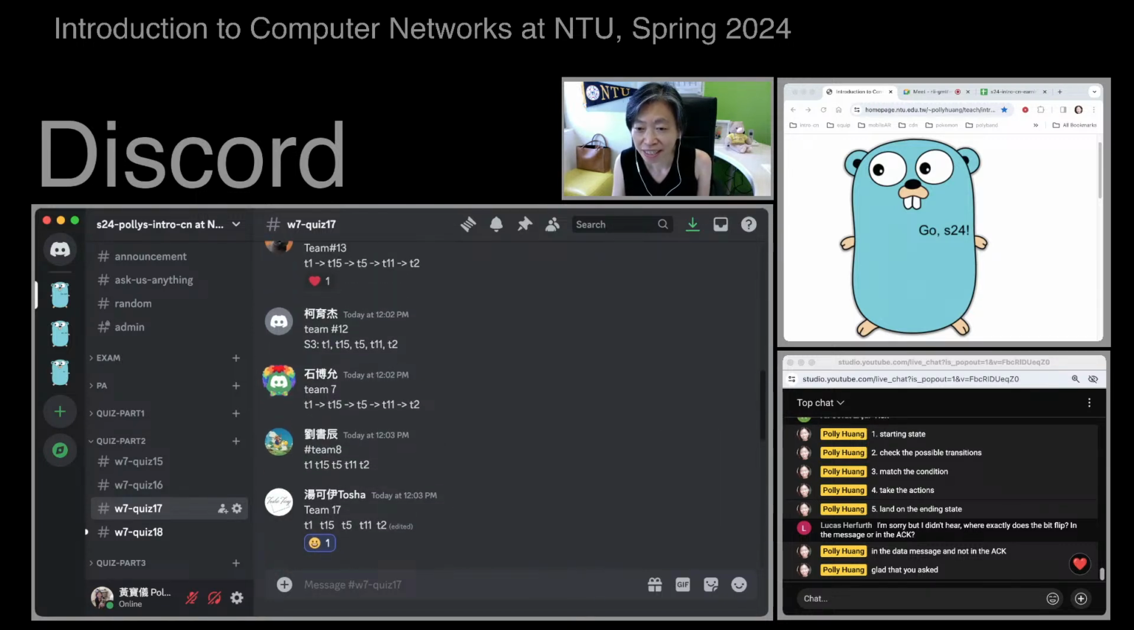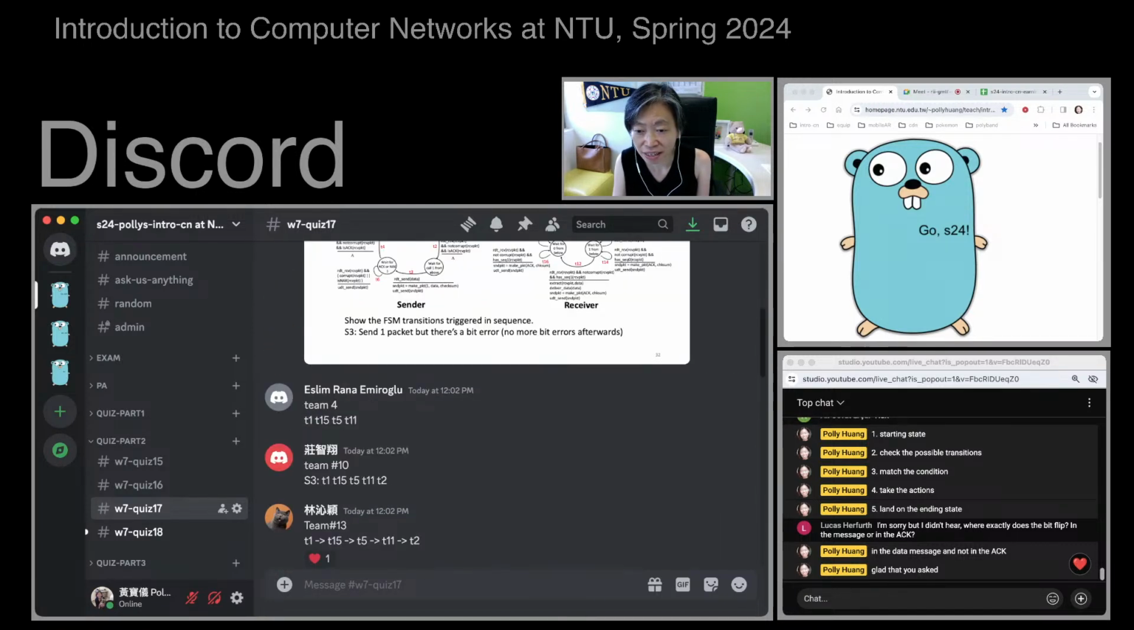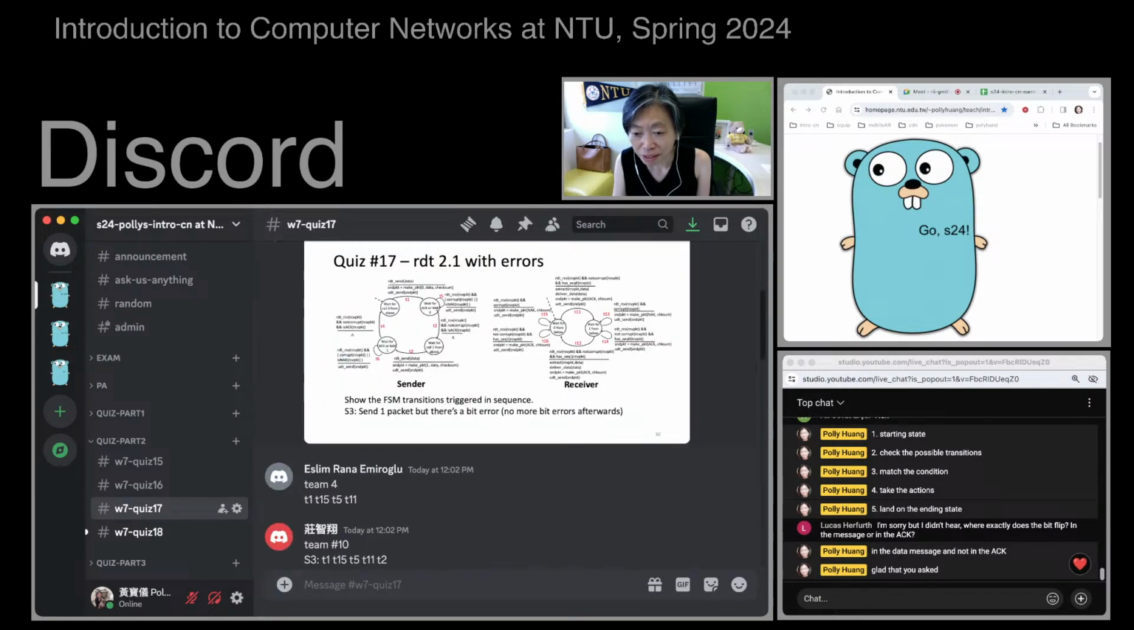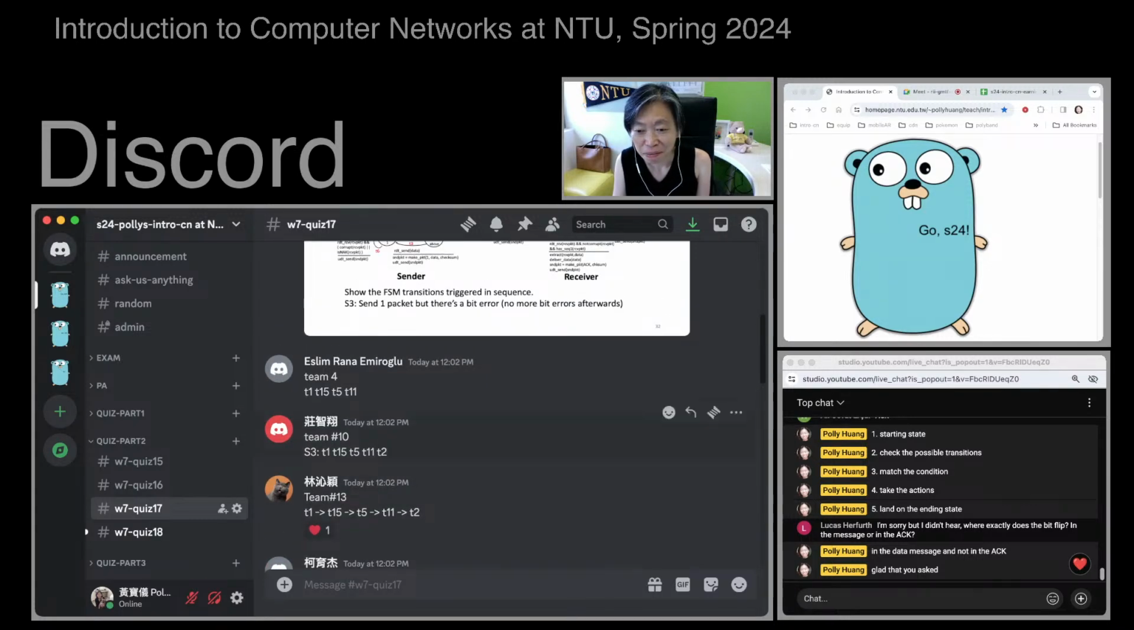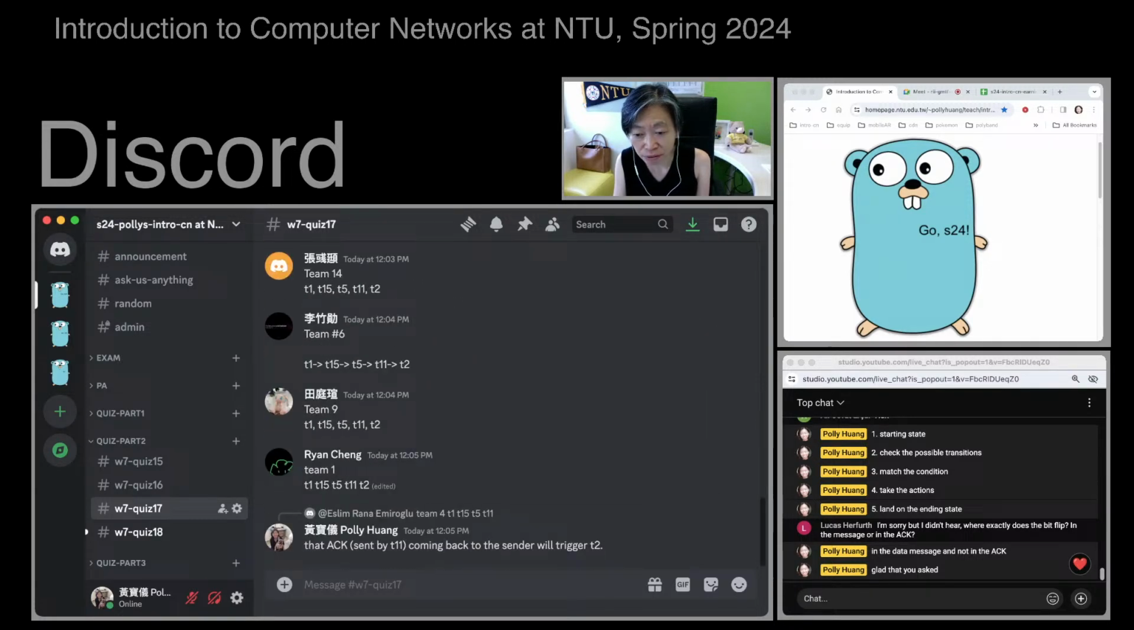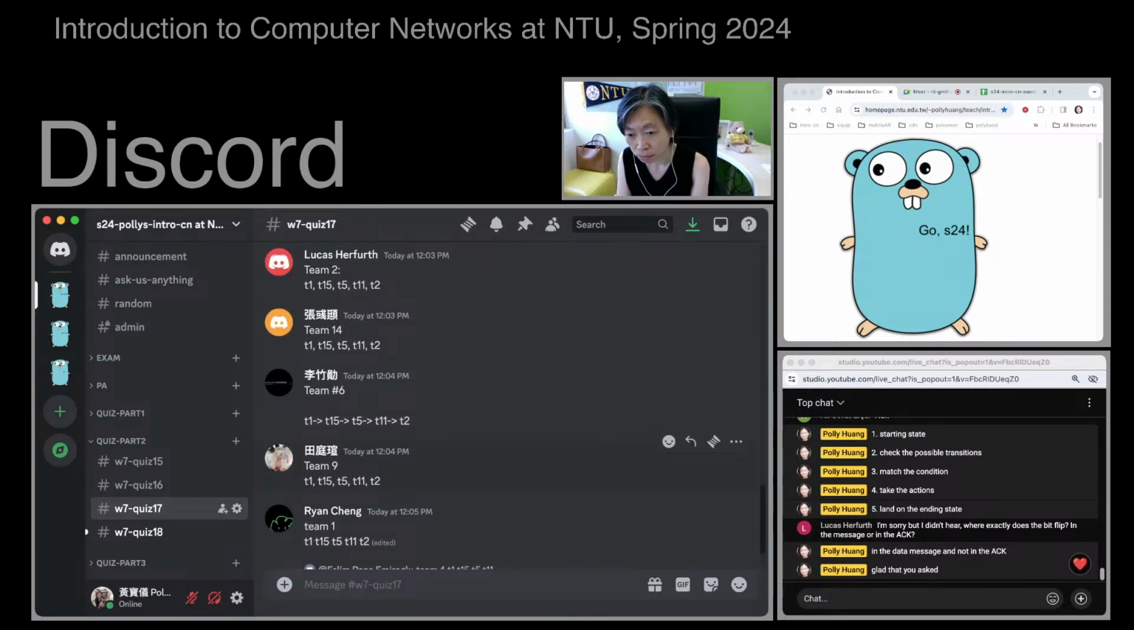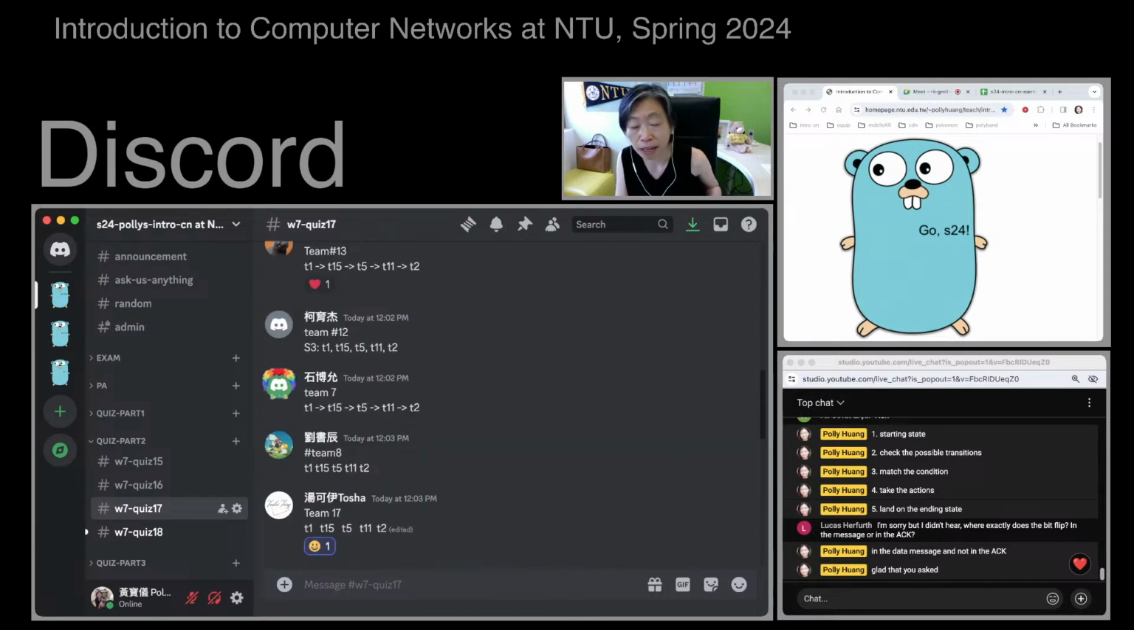All right, guys. I think you guys have got it. Aslam, you guys are the fastest, but T2 is missing, because right after T11, you see that the receiver sends back an ACK, and that ACK is going to trigger the sender to follow T2. And after T2, finally the system stabilizes. There are no more events being triggered. Okay, good. Very good. You guys got it.